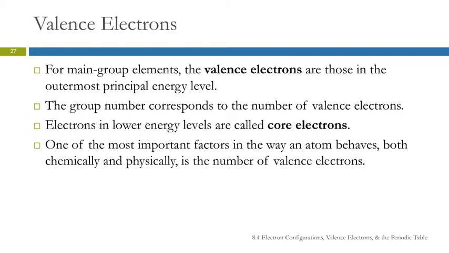Electrons in the lower energy levels are called core electrons. So they're like the apple core. They're on the inside. The valence electrons are on the outside. And one of the very important factors in how atoms behave, both with chemical properties and physical properties, is how many valence electrons do they have.